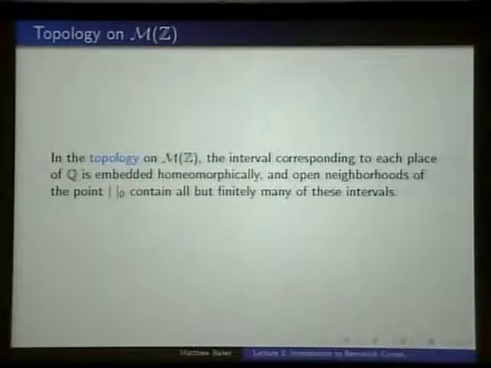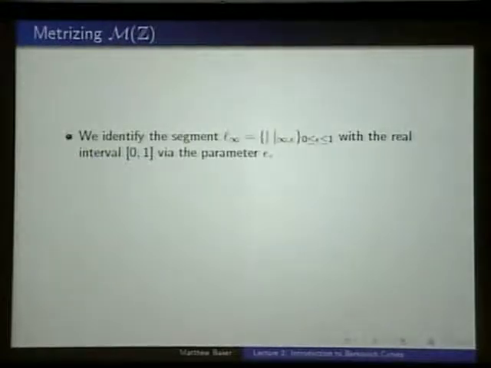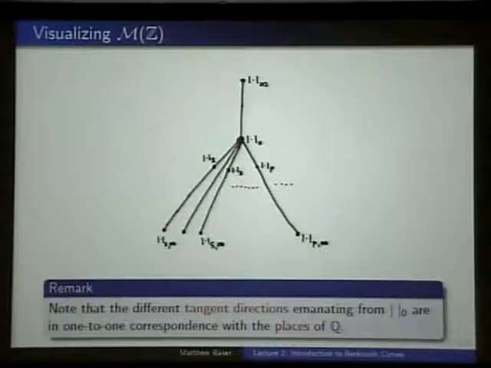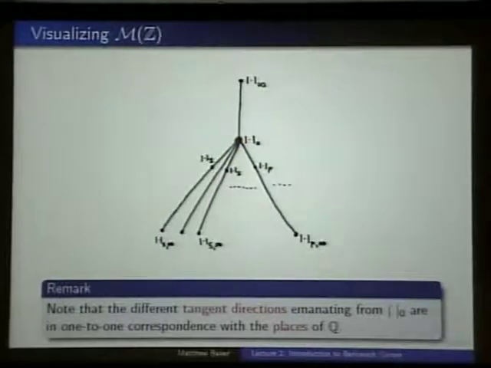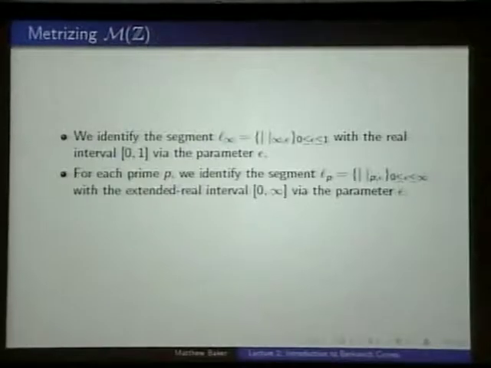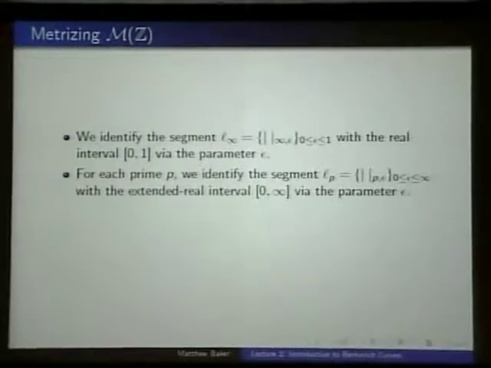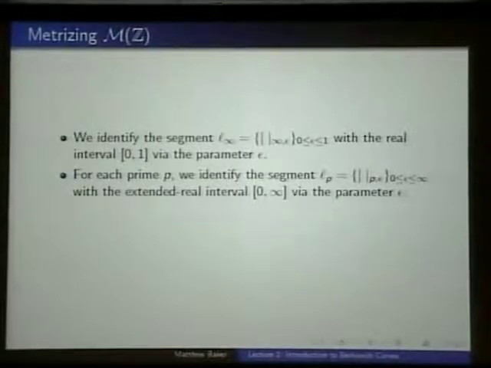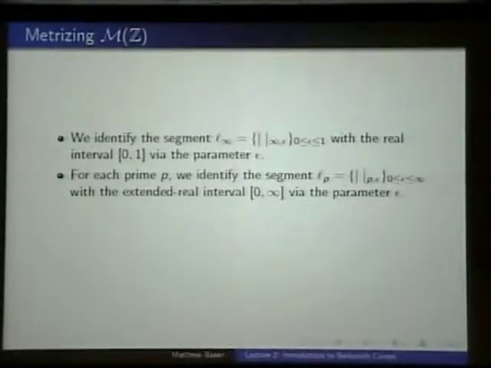And, okay, so I already said what the topology on M of Z is. We can metrize M of Z, at least once we've chosen representatives for these normalized absolute values, then we get a metric. So we can identify the branch going up, this branch here, with the segment from 0 to 1. And these we identify with the segment from 0 to infinity. We attach a point at infinity. So we just think of those as segments parameterized by this parameter epsilon. And now we have a metric space. We can measure the distance between two points.